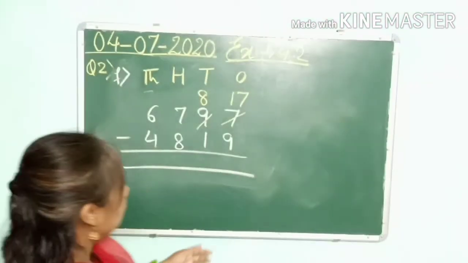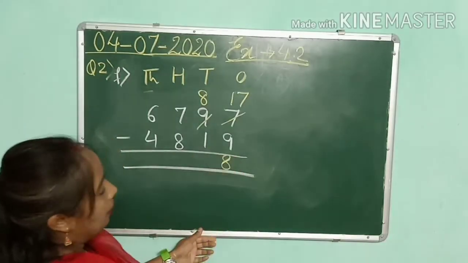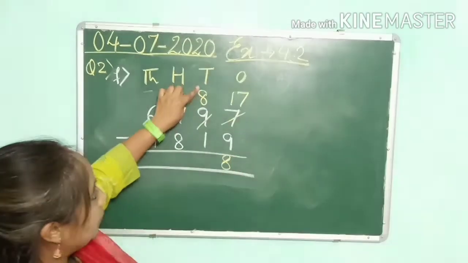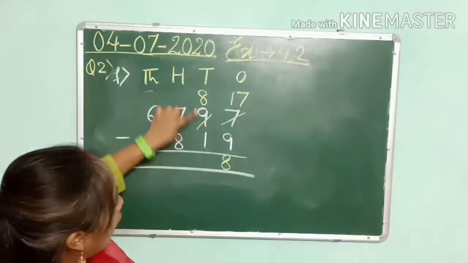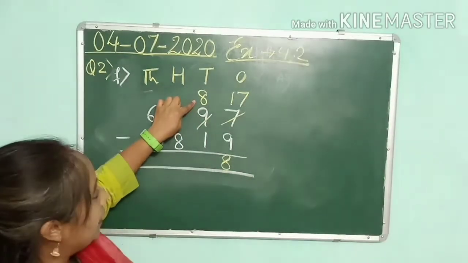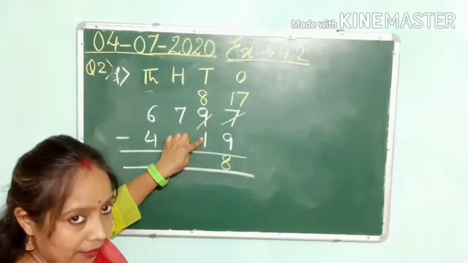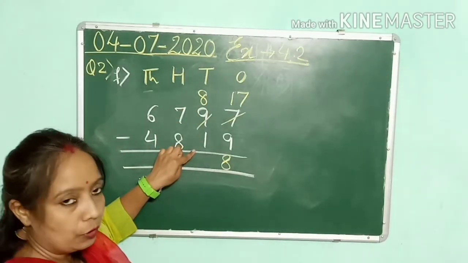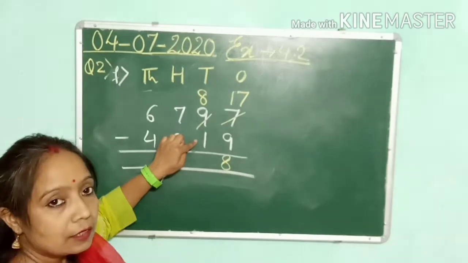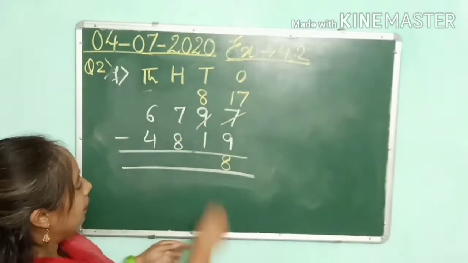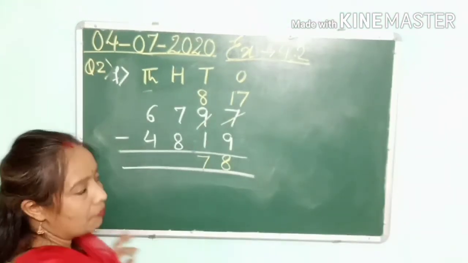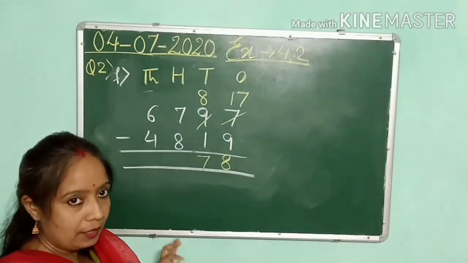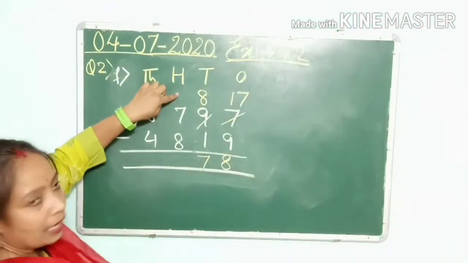So write here 8. Now under the tens column, you have to subtract 1 from 8. Now tell me, 8 is bigger than 1 now? Yes. So we can subtract 8 minus 1. No need to borrow. 8 minus 1, difference is 7. Write here 7. Okay. Now come under the hundreds column.